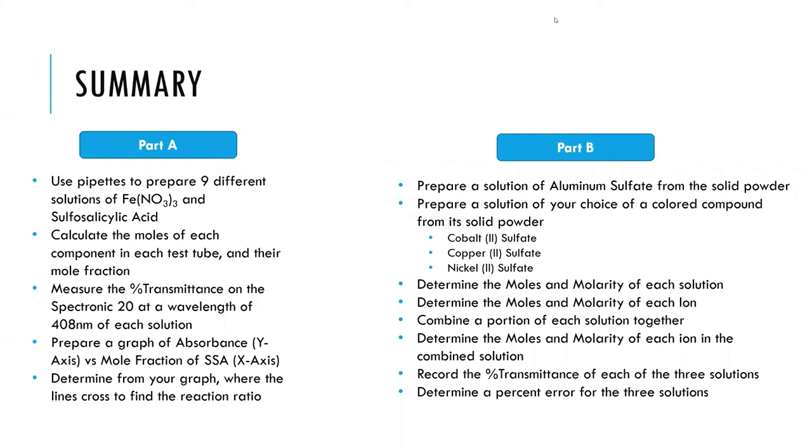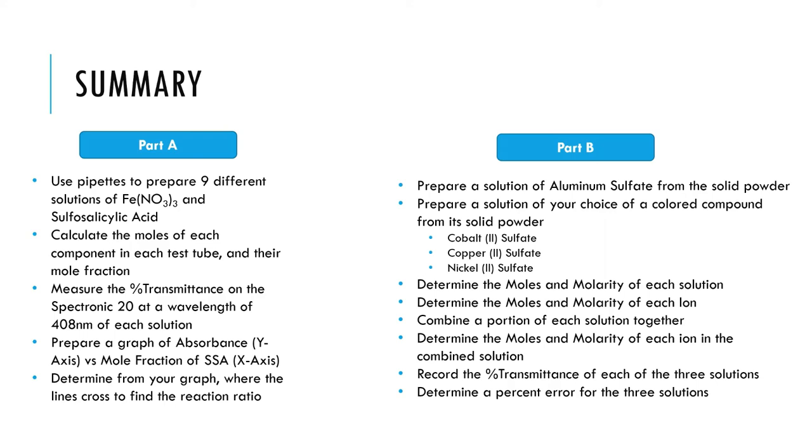So overall in this experiment, you're looking at two different parts. The first part of the experiment, you're preparing a number of different solutions. You're preparing 9 different solutions with combinations of iron 3 nitrate and sulfosalicylic acid. You're determining in each one of these 9 test tubes how many moles of iron 3+ there is, how many moles of sulfosalicylic acid there is, and determining their mole fractions. You're then measuring the percent transmittance on the spectrophotometer at a wavelength of 408 nanometers and determining the absorbance, or the intensity of the product, at each one of these combinations.